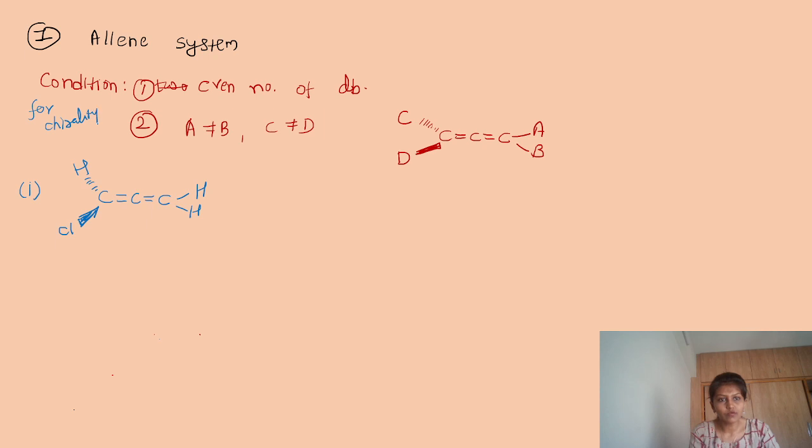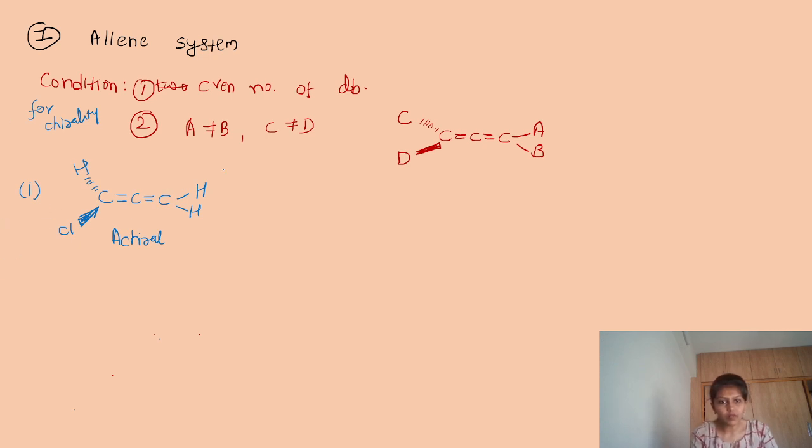Condition for chirality: first one is it contains an even number of double bonds. So this condition is satisfied. A is not equal to B, C is not equal to D. So here we can say A is equal to B, so this is not chiral. That is achiral. The molecule is chiral only and only if it has an even number of double bonds and this condition, right? So we can directly tell that this is achiral.